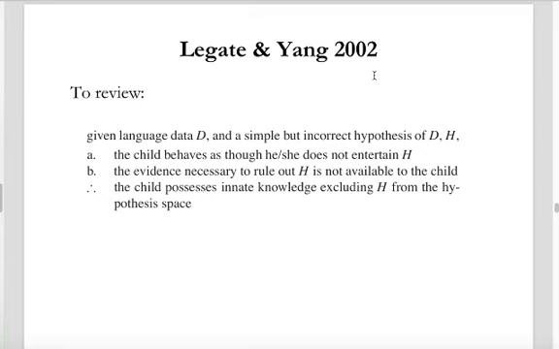First, here's Legate and Yang reviewing. So given some primary linguistic data D that you've been exposed to as a child, and a simple but incorrect hypothesis about D, and we'll call that one H, and here that's going to be something like the structure-independent front the first auxiliary hypothesis. The child behaves as though he or she does not entertain H, even though the evidence necessary to rule H out, the lacuna in Pullum and Scholz's terms, is not available to the child. Therefore, and this little triangle of dots is from formal logic, it means therefore, the child possesses innate knowledge excluding hypothesis H from the hypothesis space.